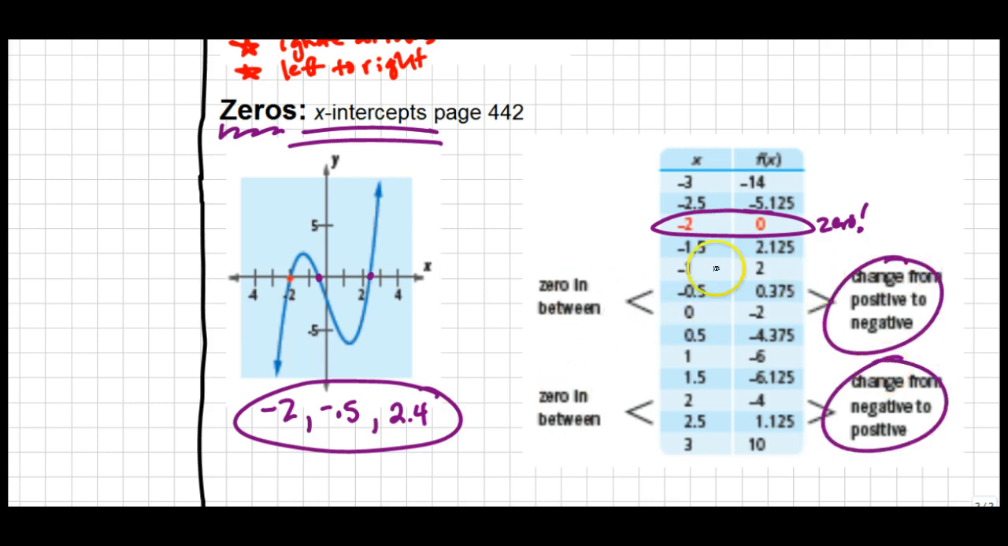So for listing out your answer from the table here, I would allow you just to say there's a 0 at -2, there's a 0 in between these 2 numbers, and there's another 0 in between these 2 numbers. And that would be sufficient for identifying where the zeros occur.